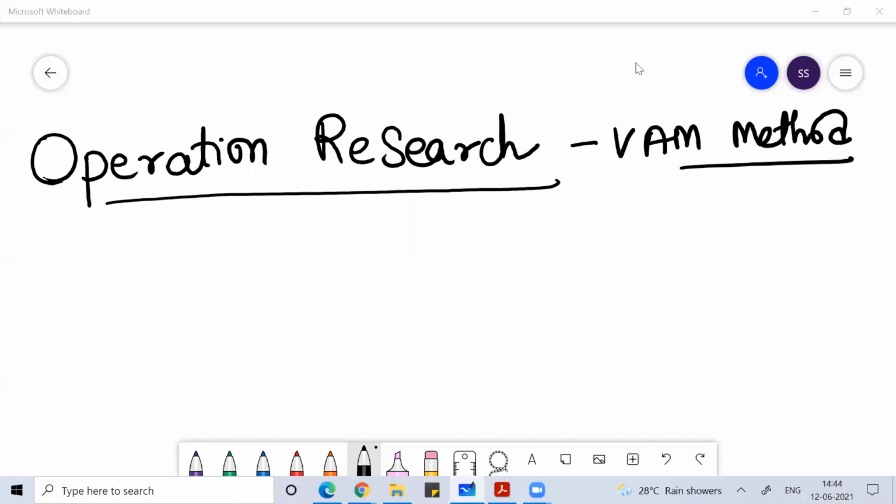Good afternoon, everyone. Welcome to the class on Operation Research. We are doing a very important chapter called Transportation Problem, and under it we are learning how to determine the initial basic feasible solution. There are basically three methods. One was the northwest corner method, which we did day before yesterday. Another was the least cost method or matrix minima method, which we also did last class.